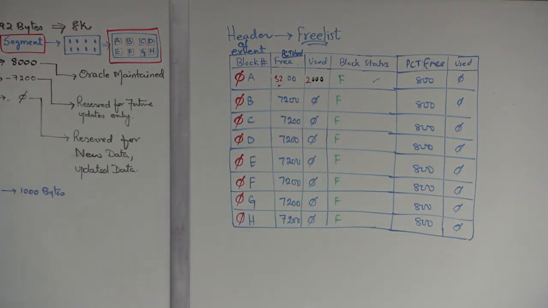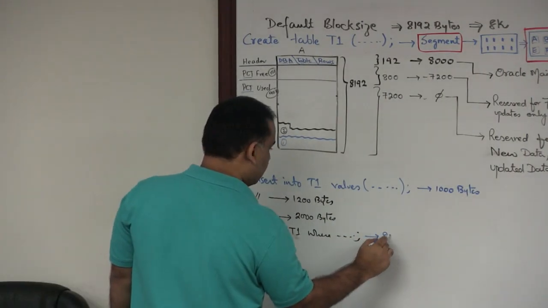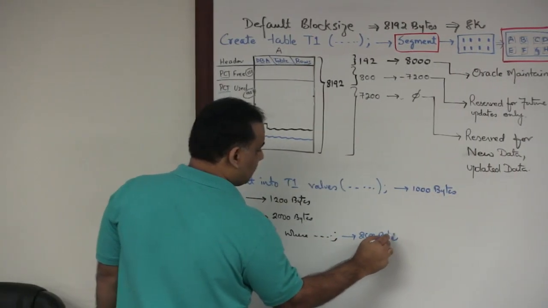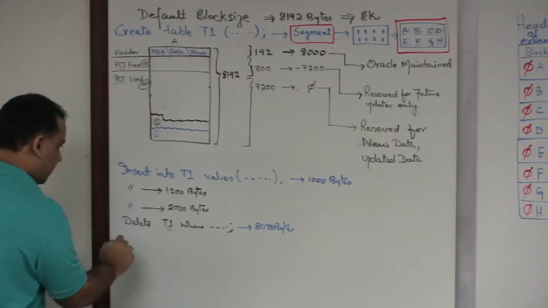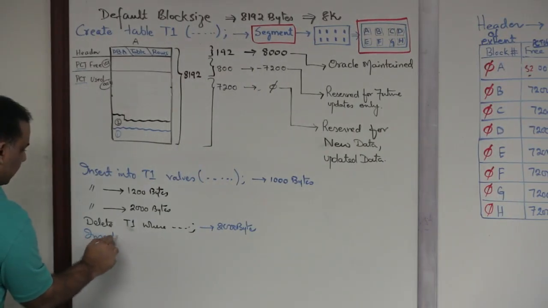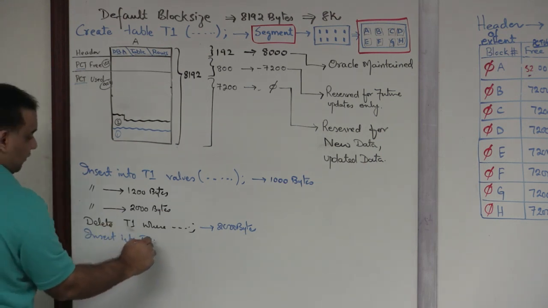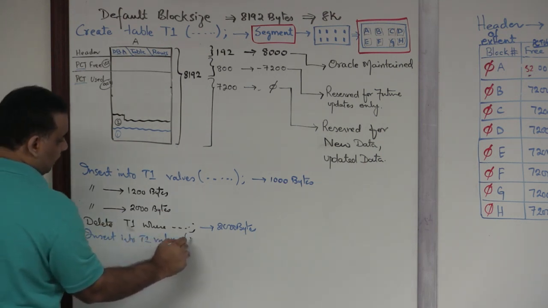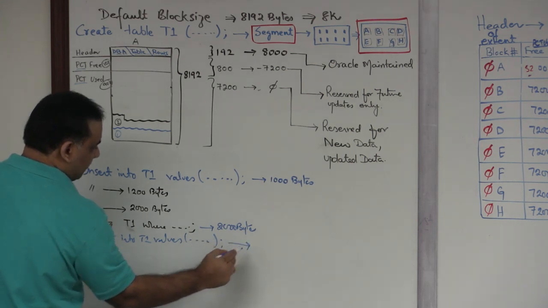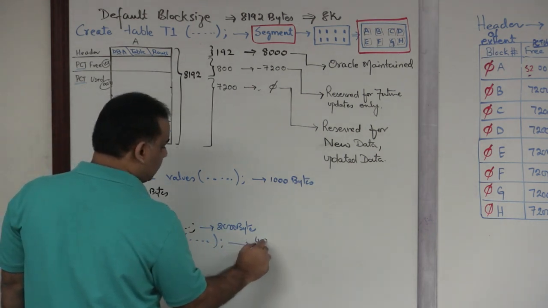Right? So now delete these row numbers. So we have deleted about 2000 bytes back to the user. Now this time the user says insert into T1 values, all this, and this time he has added 4000 bytes.